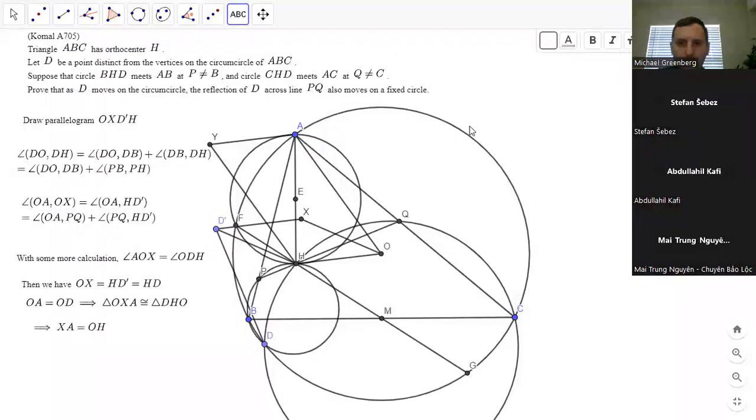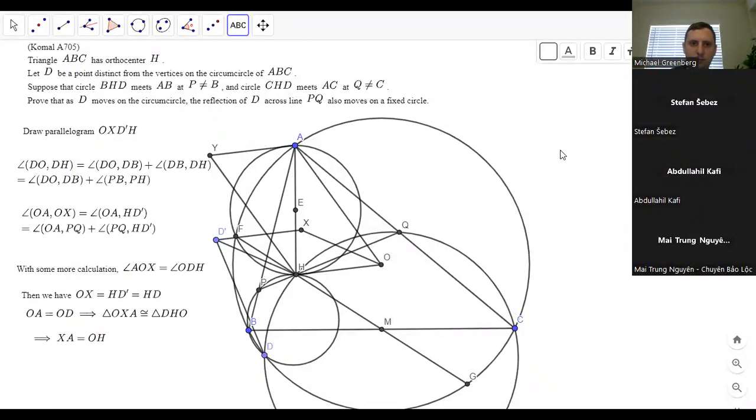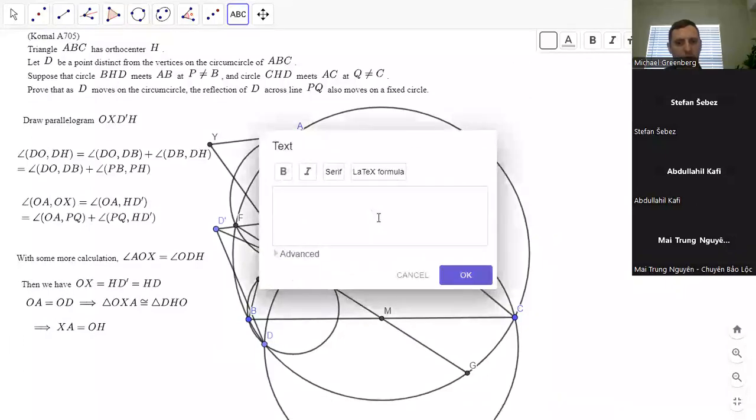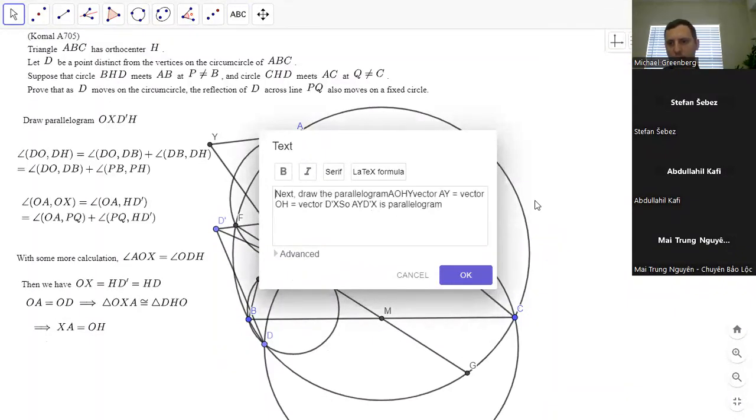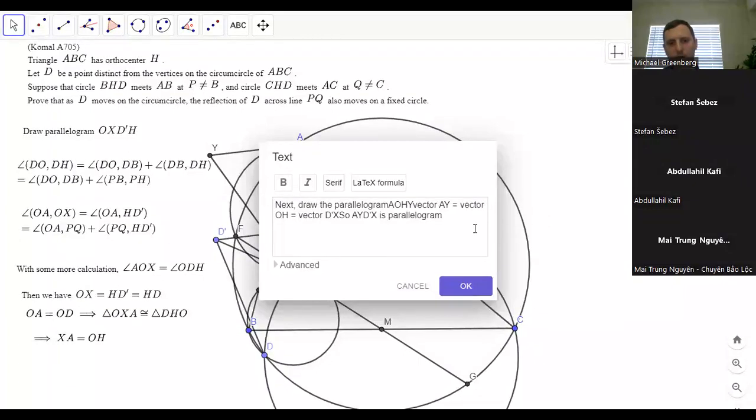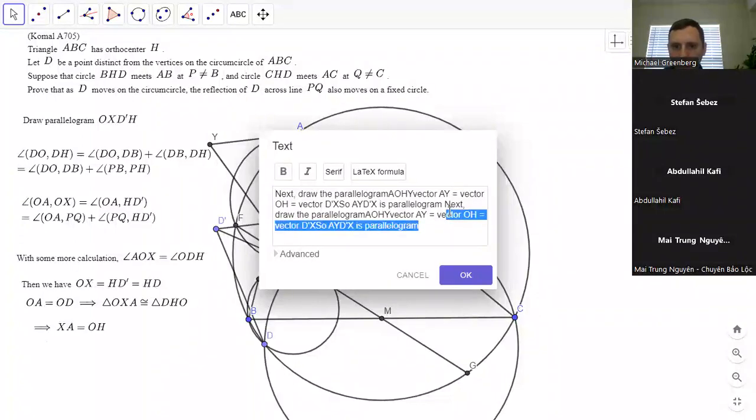Vector AY equals OH equals D prime X. So yeah, that's a parallelogram right there. Yes. Oh, rhombus. Yeah, it has an M.